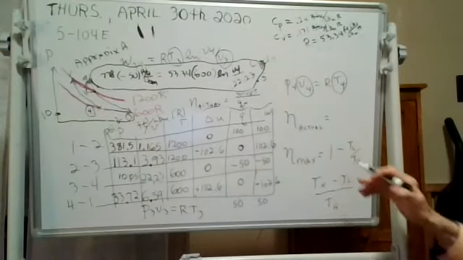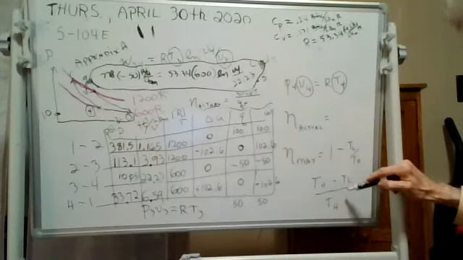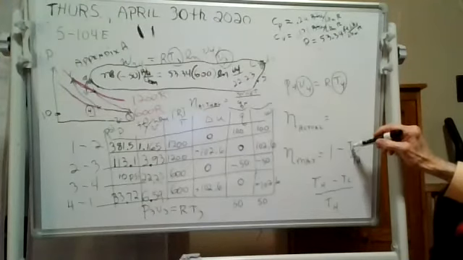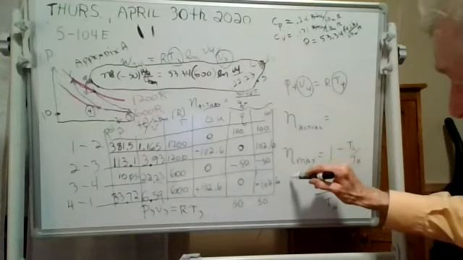Can you get from here to here? I bet you can. And if you plug this in, this is 600 and 1200. That's a half. So you know what this is? It's a half.